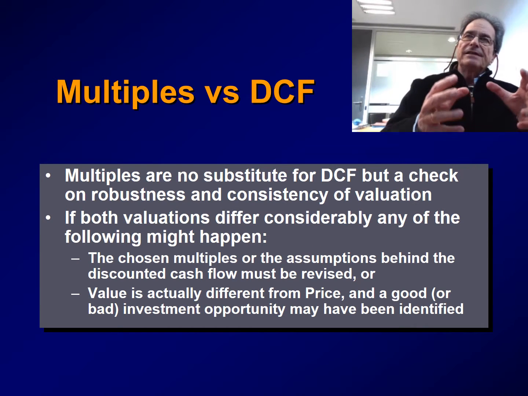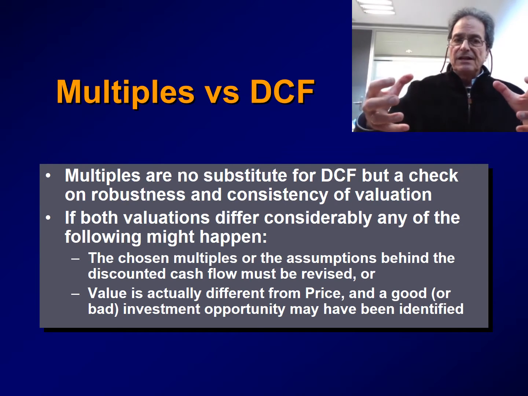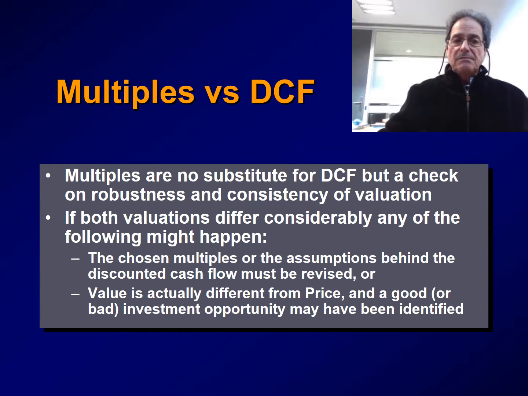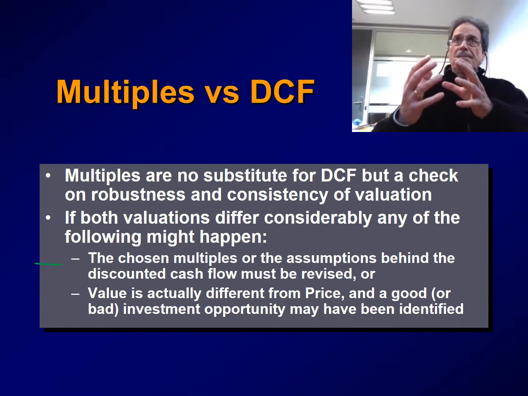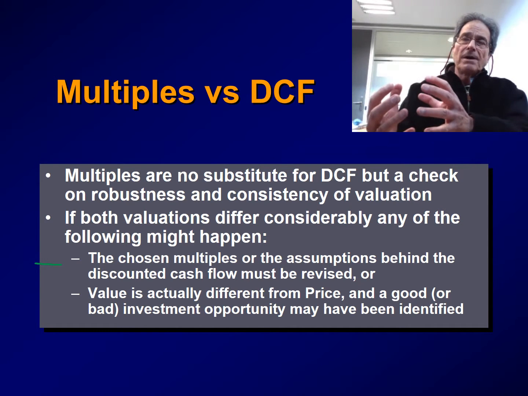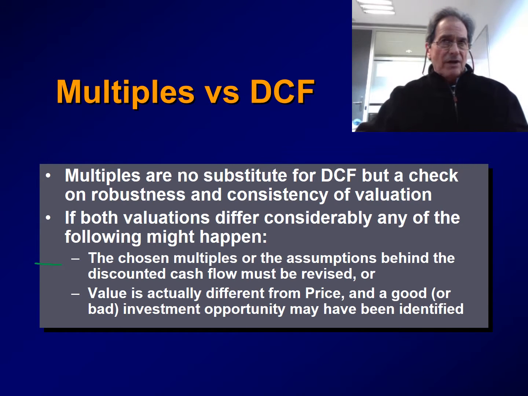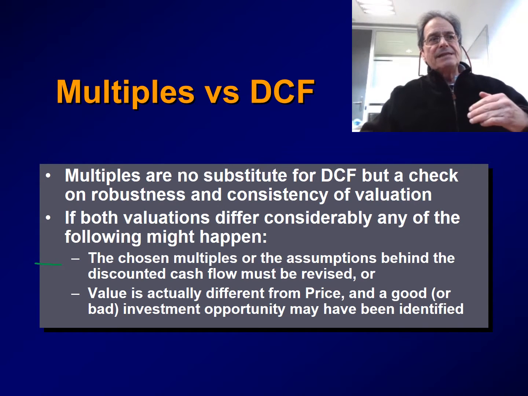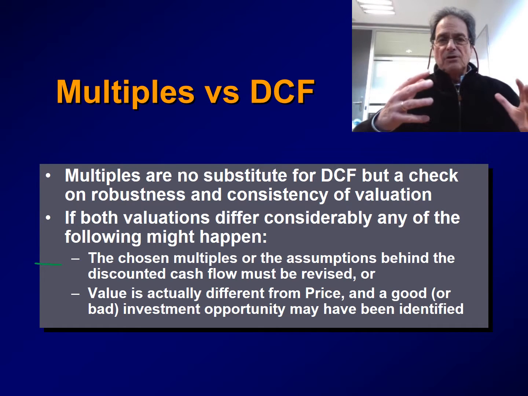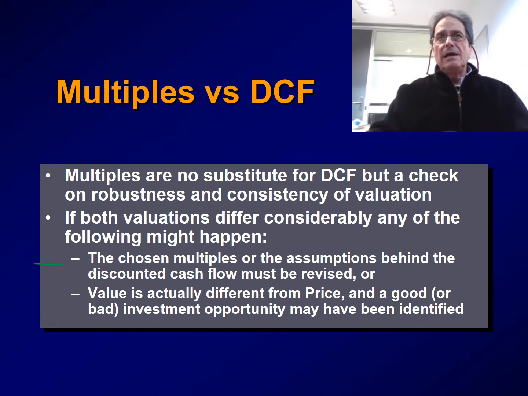For instance, if we find that the multiples valuation differs significantly from the discounted cash flow, then a couple of things might happen. First, it could be that the companies that we used as a reference, the companies that we used to calculate the multiples, are really not comparable to the firm we are valuing. Then we chose the wrong multiples. That is a possibility. Another possibility is that the assumptions that we made for the discounted cash flow are wrong. Well, say that you reflect about this and you decide that no, the multiples are okay and the assumptions for the discounted cash flow are okay as well.